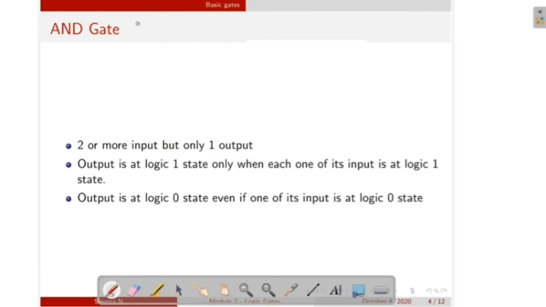The first basic gate is the AND gate. We have already studied in Boolean algebra that there is an AND operation, represented by the dot symbol. To implement that AND operation, the AND logic gate is used. The logic symbol for the AND gate is like this. An AND gate may have 2 or more inputs. Here I draw an AND gate with 2 inputs x and y, and Z is the output. This is the logic symbol for the AND gate.